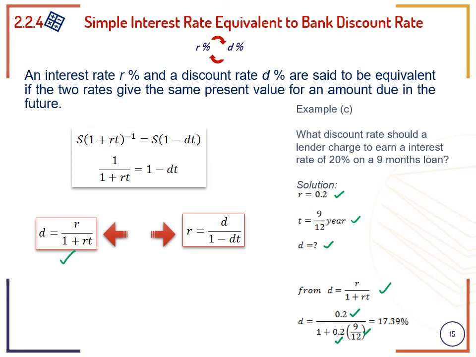So the answer is equal to 0.1739 or 17.39%. So we can say that a 20% simple interest rate is equivalent to a 17.39% bank discount rate.